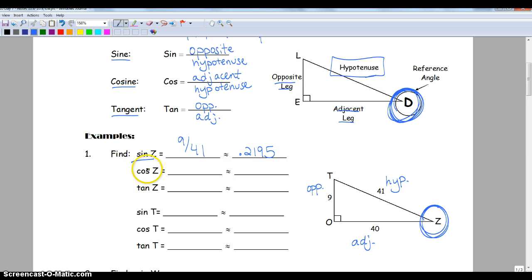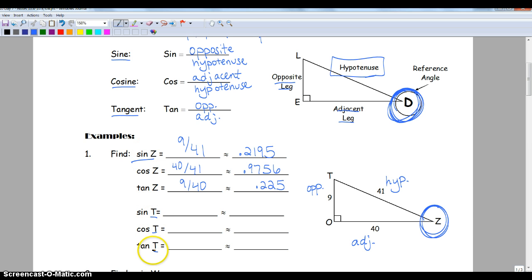And then you do cosine of Z. Cosine is adjacent over hypotenuse. Adjacent, 40 over 41. You can divide that on your calculator, 40 divided by 41, and you will get 0.9756. Tangent is opposite over adjacent, 9 over 40. You can divide that, and you will get 0.225. So that's sine of Z, cosine, and tangent of Z.